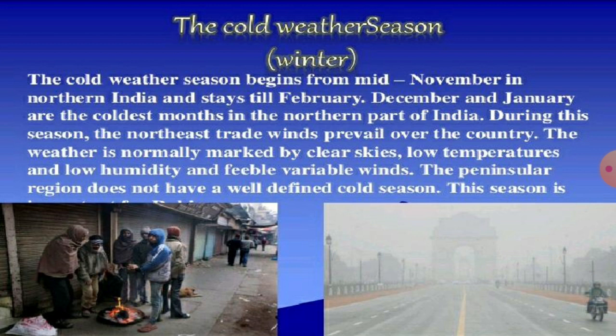The cold weather season begins from mid-November in northern India and stays till February. December and January are the coldest month in the northern part of India. During this season, the northeast trade winds prevail over the country. The weather is normally marked by clear skies, low temperatures and low humidity, and feeble variable winds. The peninsular region does not have a well-defined cold season. Peninsular India, it is not that much cold in comparison to the northern part of the country.